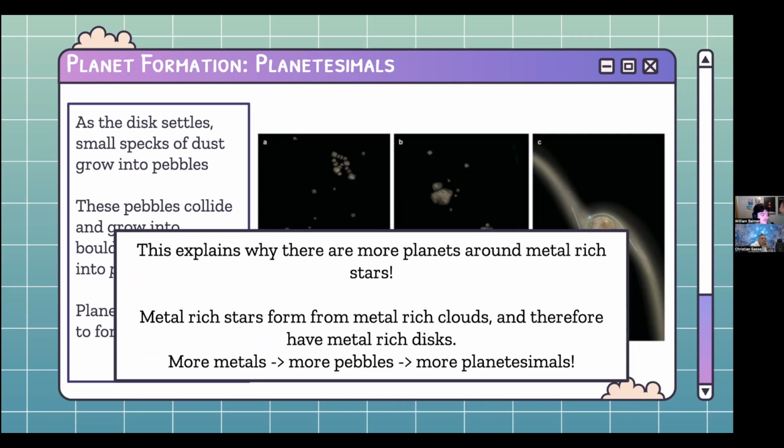So this explains actually why there are more planets around metal-rich stars. And that's because metal-rich stars form from metal-rich clouds, and therefore have metal-rich disks. And if you have more metals, that means you have a lot more of these other elements other than hydrogen and helium. And that means you can form more pebbles, which means you can build more planetesimals, which means that in general, you can create more planets around these metal-rich stars. So if you have a very metal-poor cloud, you won't end up with as many planets at the end of your process as if you started with a metal-rich cloud.